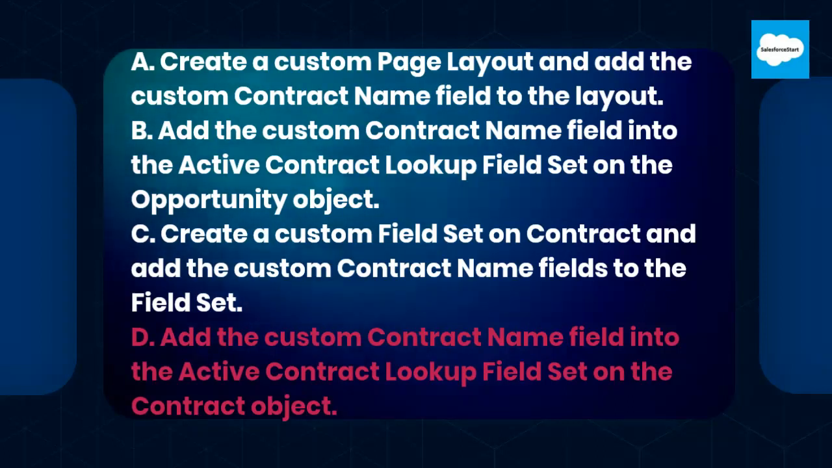The answer is option D. Add the custom contract name field into the active contract lookup field set on the contract object.